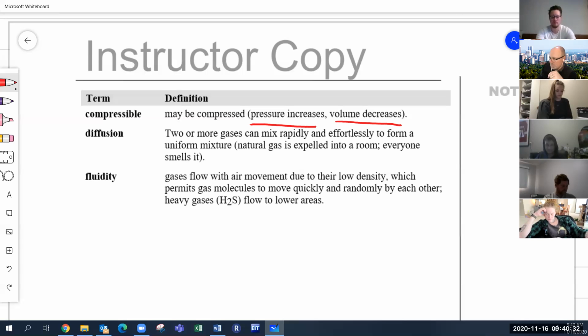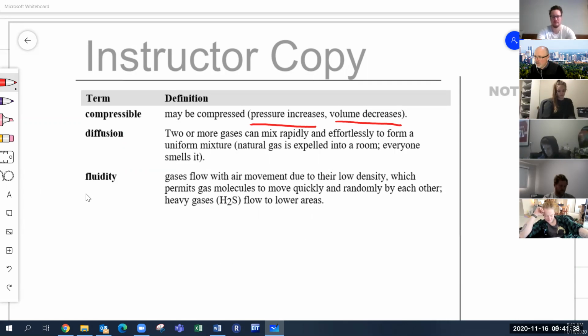Diffusion. A diffusion also can be in a commercial application where you have diffusers in the ceiling, and it's like a big vent that blows the warm or cool air around the room. It's a diffuser. Okay, that's what that is.